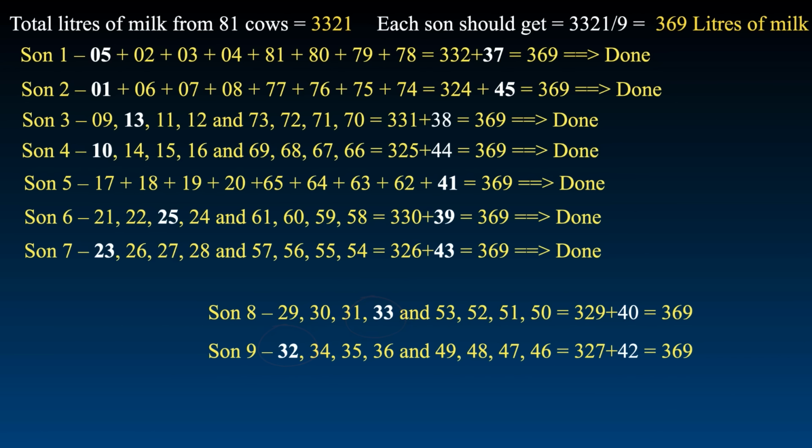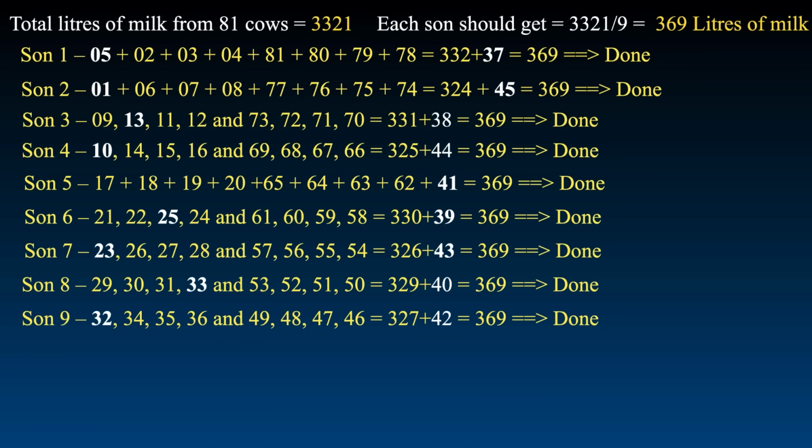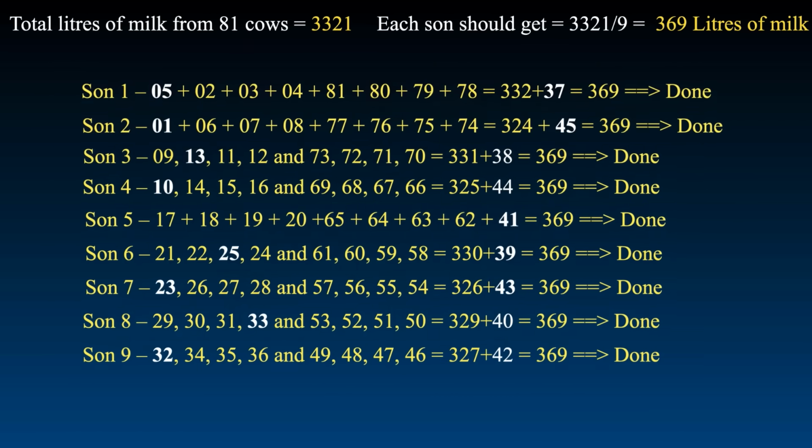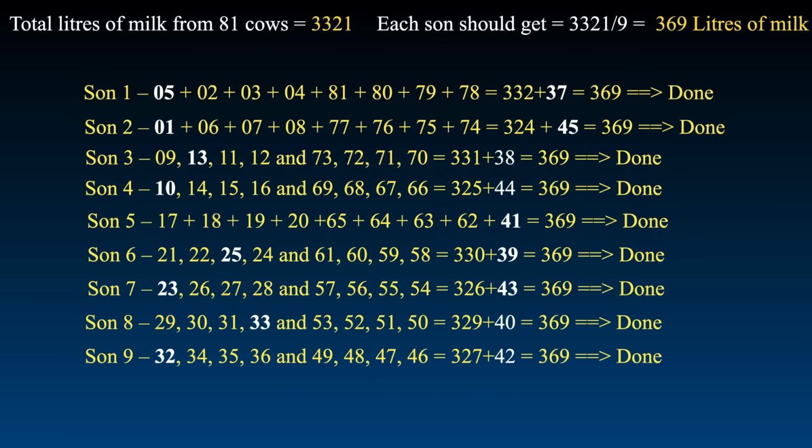Now all 9 sons have 9 cows and the total number of liters of milk each son will get is 369 liters. As you can see here, in this method alone, there are many combinations possible.